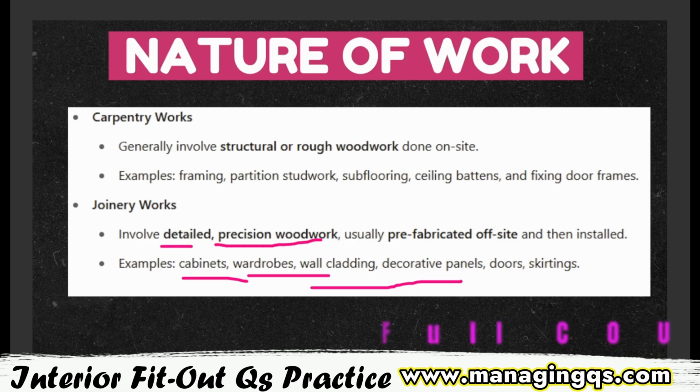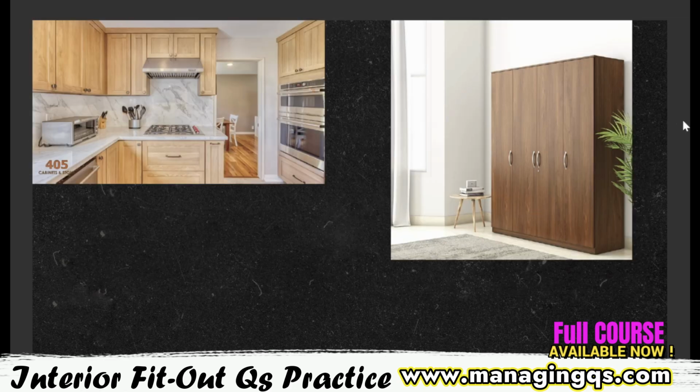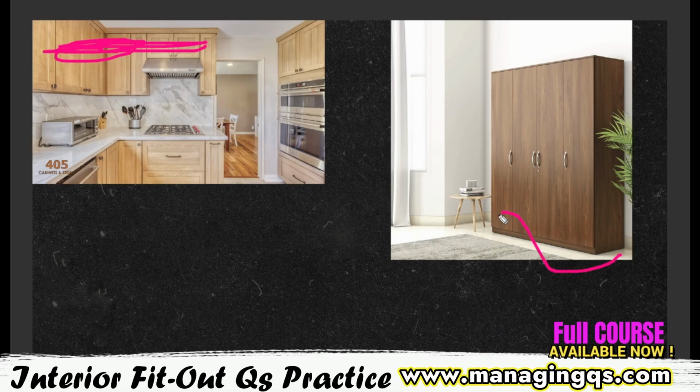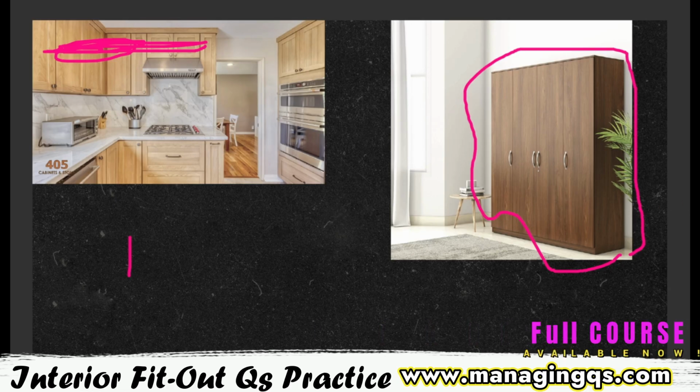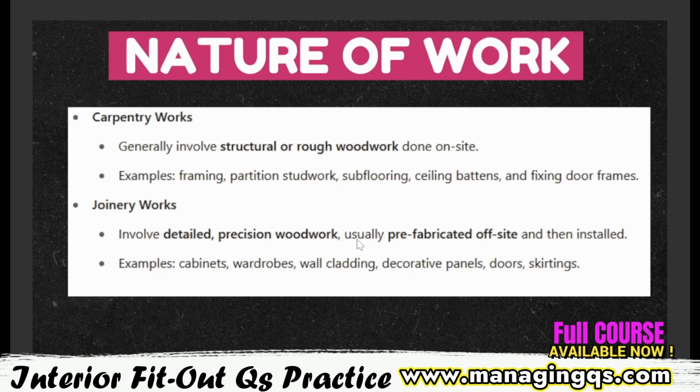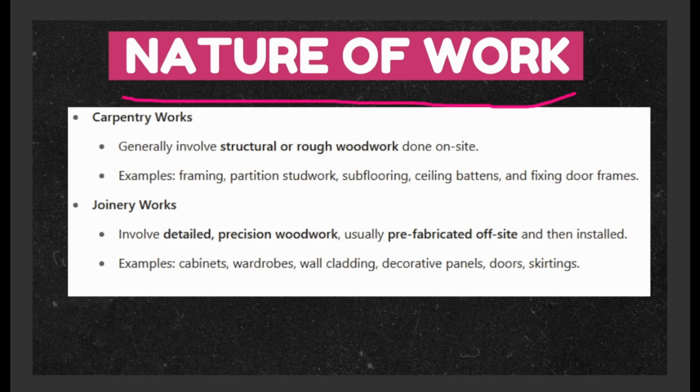I will show some examples here. You can see the kitchen wall cabinet here, and also the wardrobe. These are the best examples, and also we can say some sofas and some loose furniture. These are the best examples of joinery work. So this is the major difference between joinery and carpentry work under the nature of work concept.